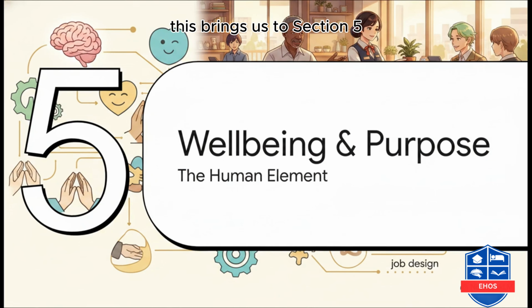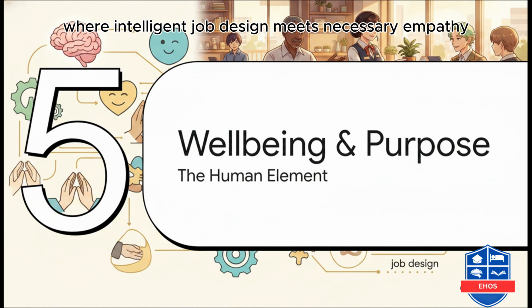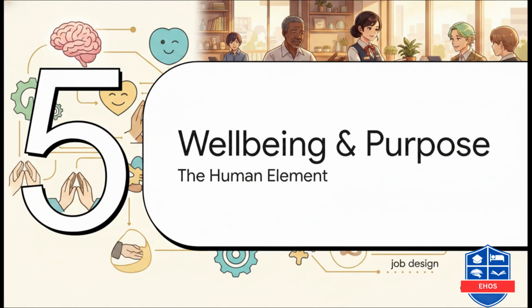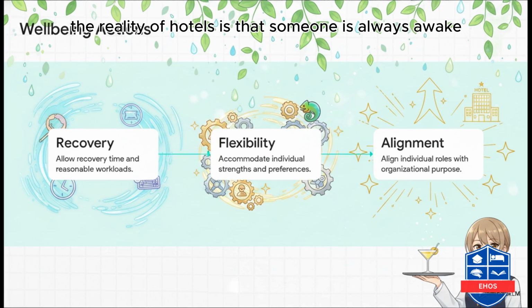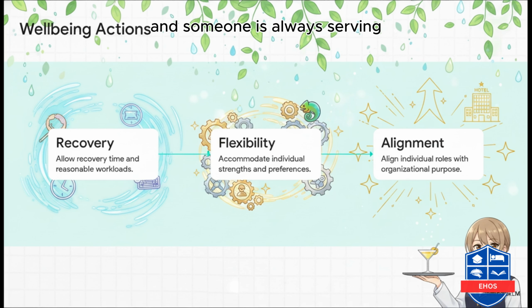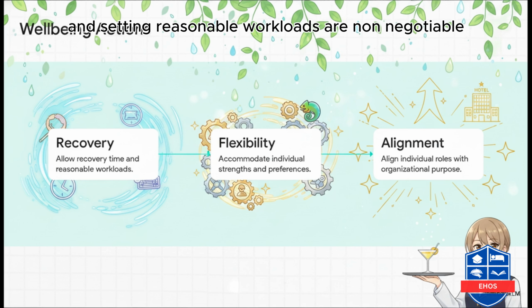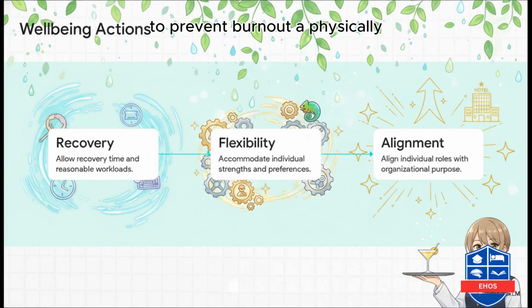This brings us to Section 5, Employee Well-Being and Purpose. This highlights the truly vital human element of hospitality, where intelligent job design meets necessary empathy. Job design directly influences well-being, which is critical in an industry that operates 24 hours a day, 7 days a week. The reality of hotels is that someone is always awake and someone is always serving.